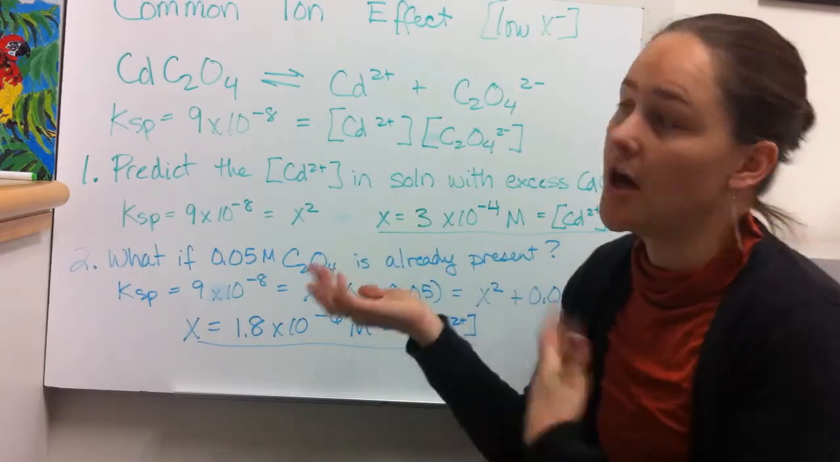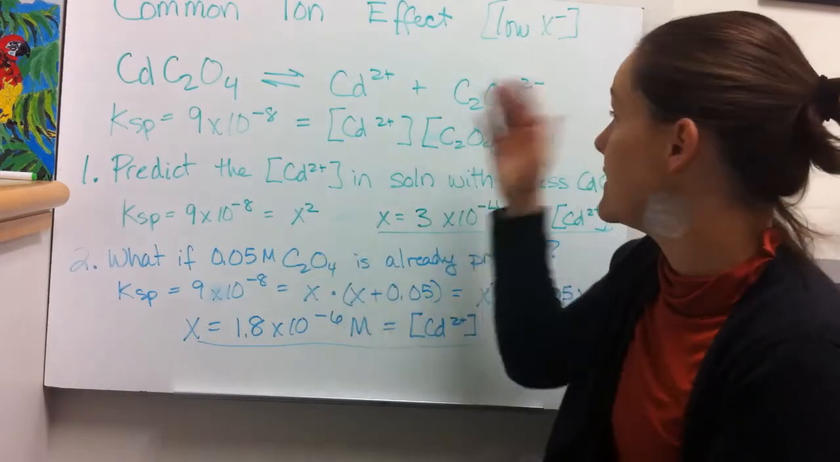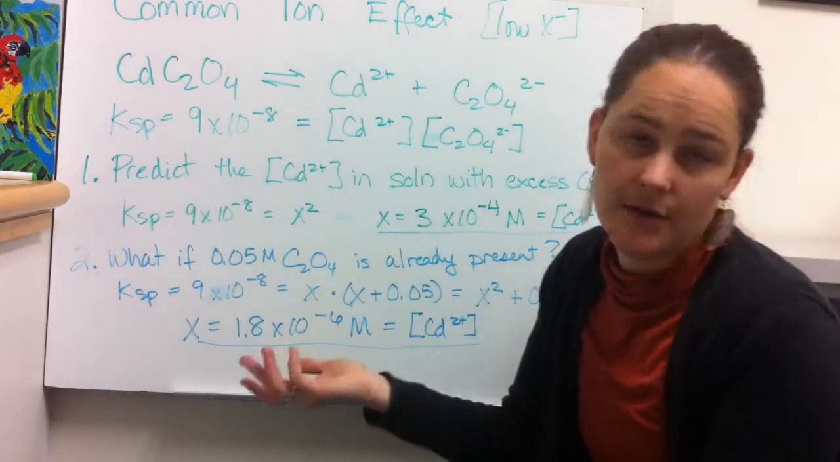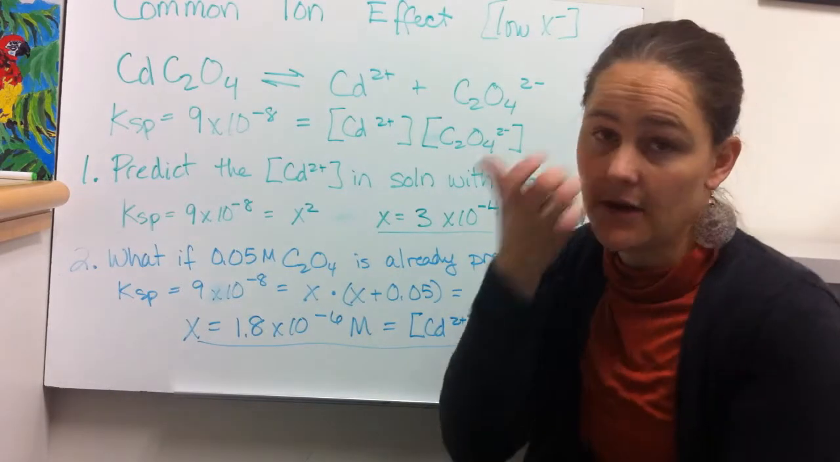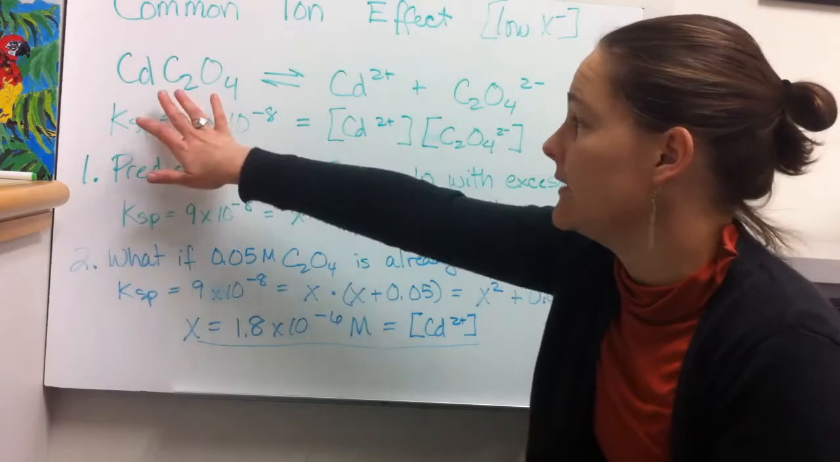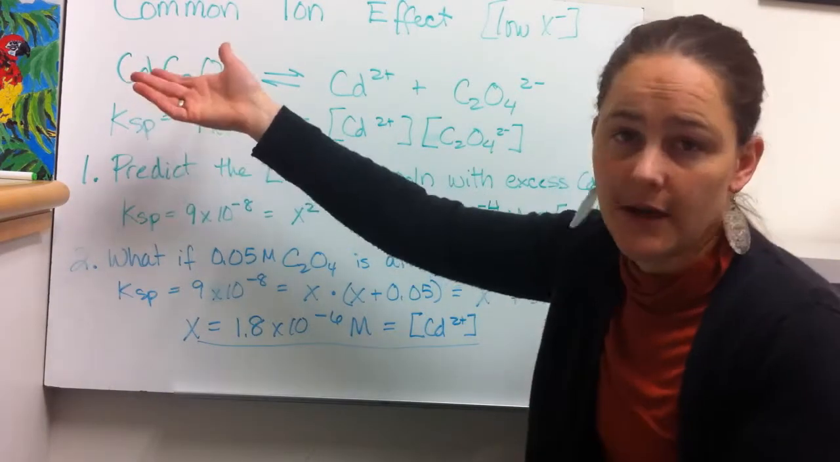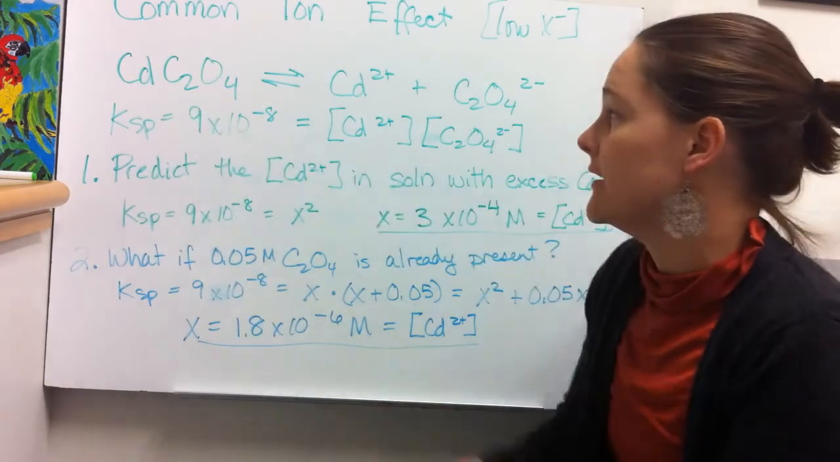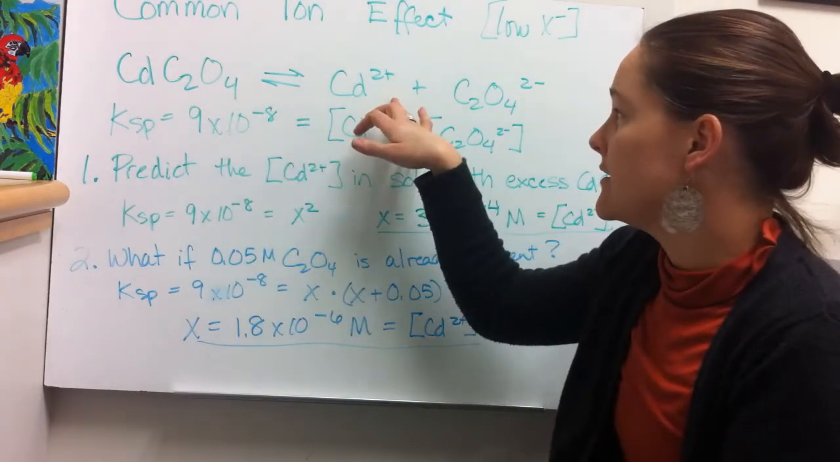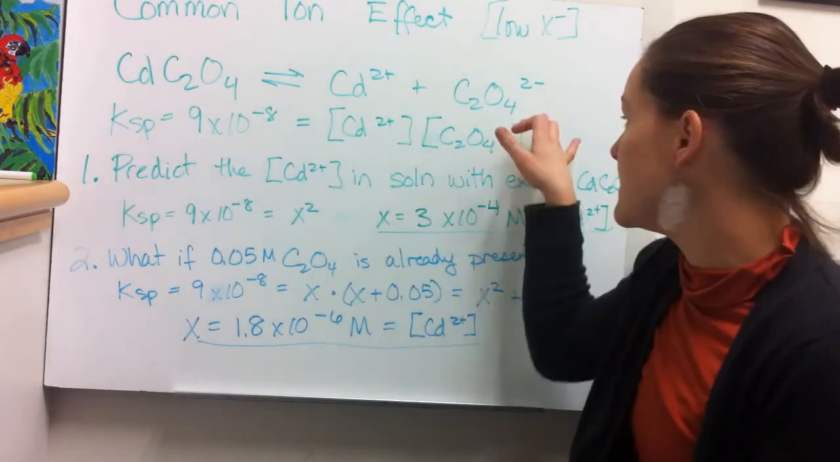The more common ion, or anion in this case, we're going to say oxalate, that you have in solution, the less soluble things will be. And that's called the common ion effect. So let's take, for example, the cadmium oxalate. Cadmium oxalate dissolves into cadmium 2 plus and oxalate.